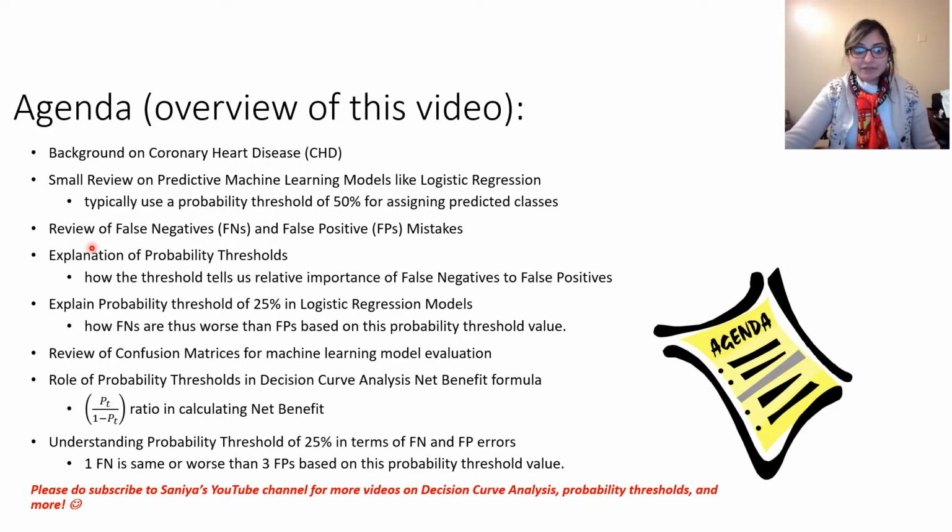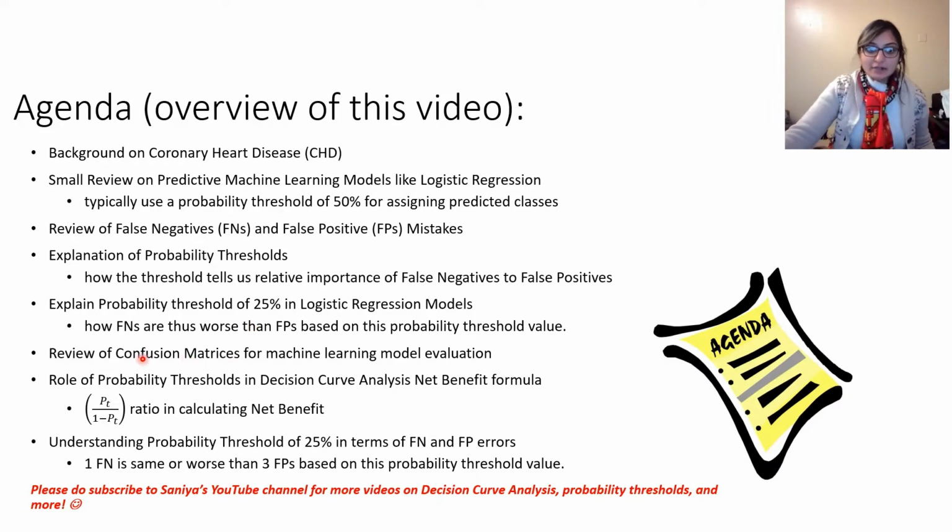I'll also review false negative and false positive mistakes here, and what those mean in the context of coronary heart disease. I'll explain probability thresholds. I also have a more detailed video on that on my channel. Please do see it, and also in the bio below, I've included helpful links. But how probability thresholds can tell us the relative importance of false negatives to false positives, and then the rest is looking at the 25% probability threshold, seeing how that is applied in a logistic regression model, and how false negatives are therefore worse than false positives based on the threshold of 25%. Just a very specific example.